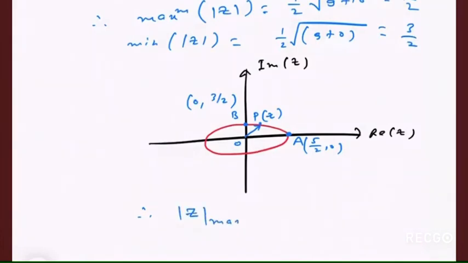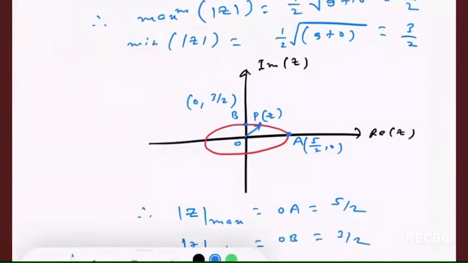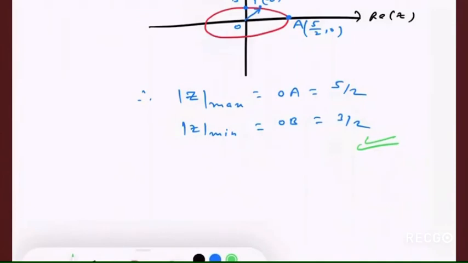And that is equal to 5 by 2 and 3 by 2 respectively, which we obtained algebraically also. Here, from the graph itself, we are able to directly recognize the maximum and minimum value of mod z, and from calculation also we got the same answer. So this is in fact a very deep concept, right? Because some students get confused about what to do with the argument, because the argument was not given in the beginning.